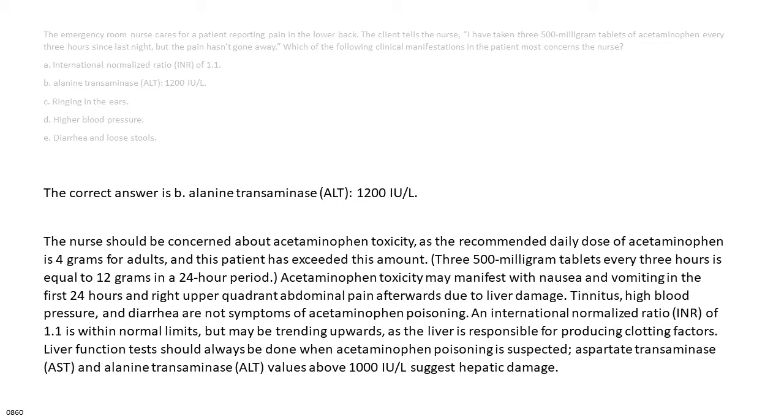Acetaminophen toxicity may manifest with nausea and vomiting in the first 24 hours and right upper quadrant abdominal pain afterwards due to liver damage. Tinnitus, high blood pressure, and diarrhea are not symptoms of acetaminophen poisoning. An international normalized ratio, INR, of 1.1 is within normal limits, but may be trending upwards, as the liver is responsible for producing clotting factors. Liver function tests should always be done when acetaminophen poisoning is suspected. Aspartate transaminase, AST, and alanine transaminase, ALT, values above 1000 IU per liter suggest hepatic damage.